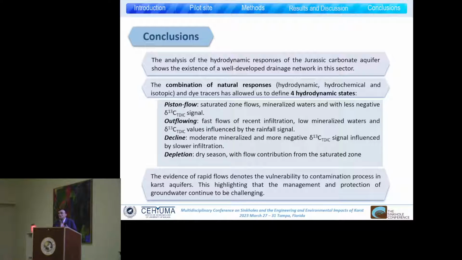For example, if we use hydrodynamic data, we will now see an increase of flow rate, but we don't know where the water comes from at that point. This type of result illustrates clearly how interesting it is to use different tools to not only know the aquifer behavior, but also to protect and to manage water, which is a crucial topic, at least in the Mediterranean area.